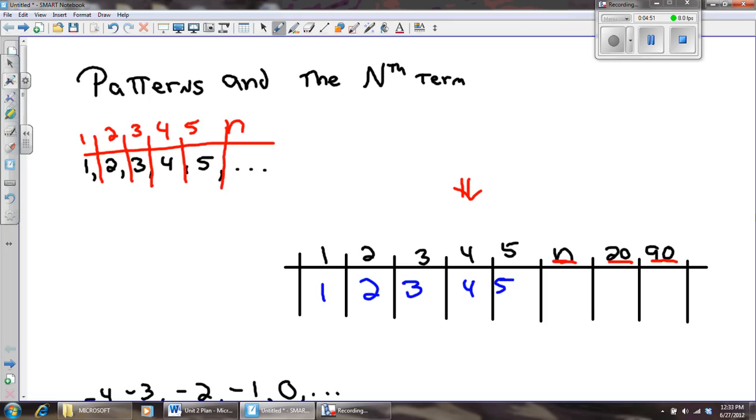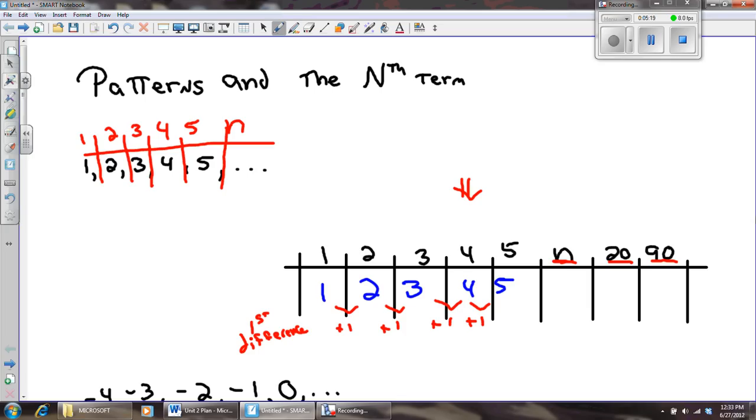I'm going to come down here and find my first difference. In other words, I'm going to find the differences between the 1 and 2. Well, I add 1. The next difference, add 1. The next difference, add 1. Next difference, add 1. By the way, difference means subtract, right? 5 minus 4 is 1. 4 minus 3 is 1. 3 minus 2 is 1. You notice how that plus 1 shows up every single time?